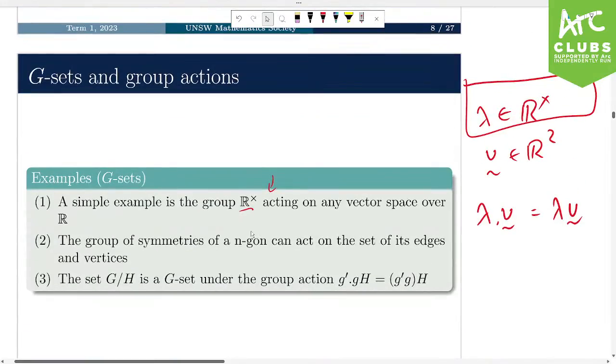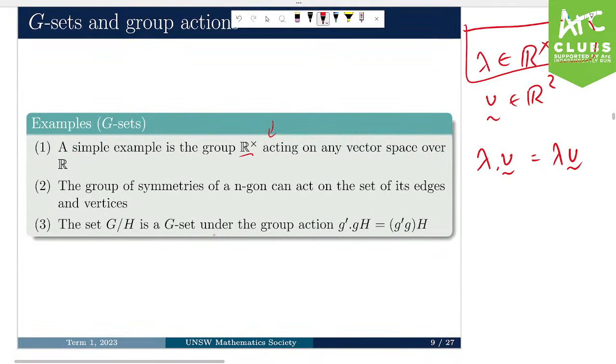So some more examples. The group of symmetries of an n-gon can act on the set of its edges and vertices, and the set G mod H is a G-set under the group action, which is a very natural definition of a group action.